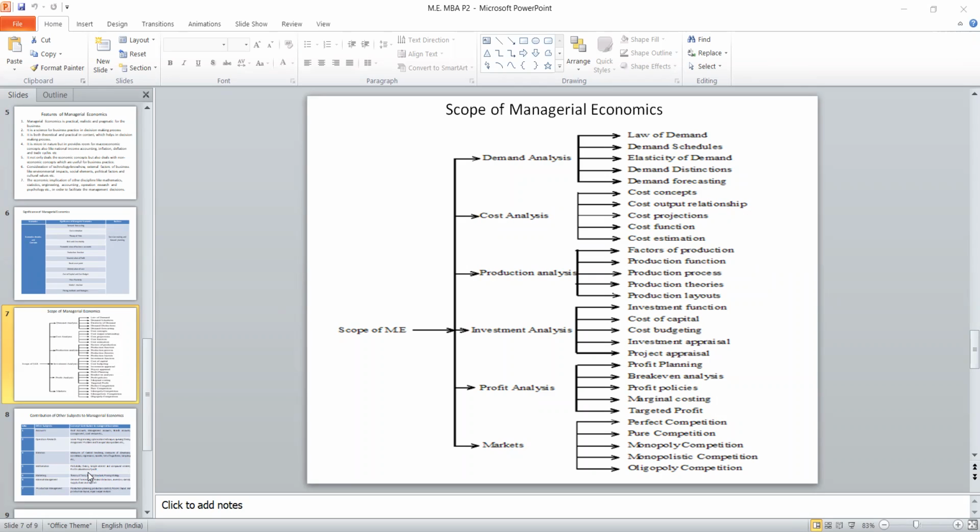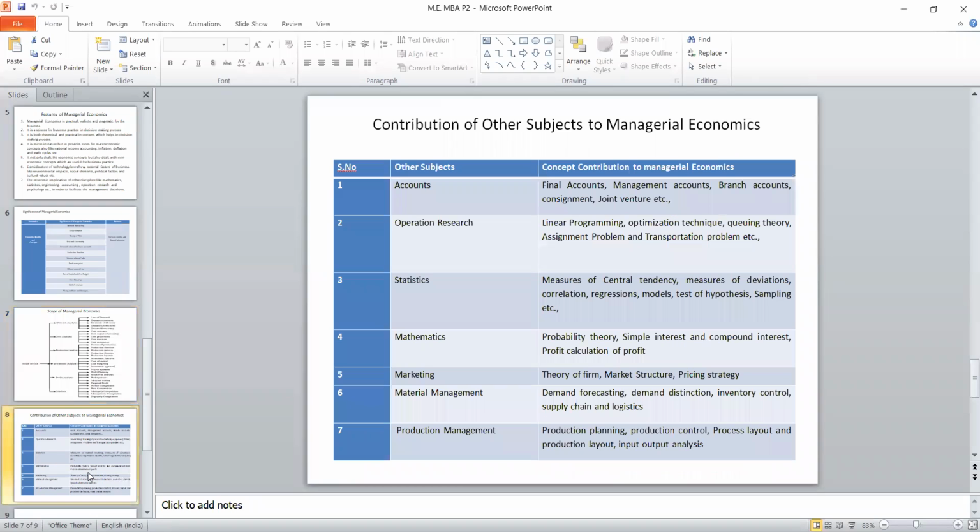Then the last topic is what other subjects are included in managerial economics. Sometimes they ask this in section A, because managerial economics, even though it is micro in nature, includes other subjects too, in order to take a decision and of course for forward planning. From accounts, we have extracted final accounts, management accounts, branch accounts, consignment, and joint venture. All these topics are included in managerial economics under the discipline accounts.